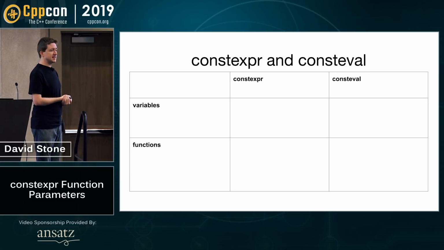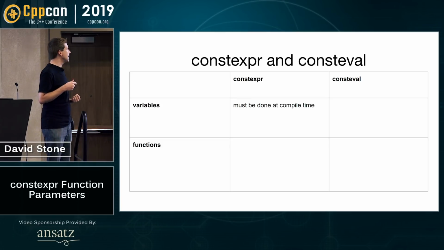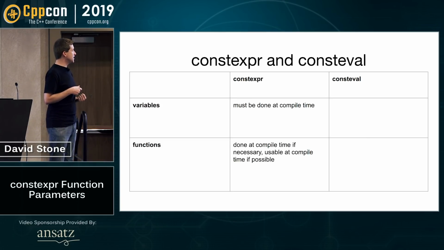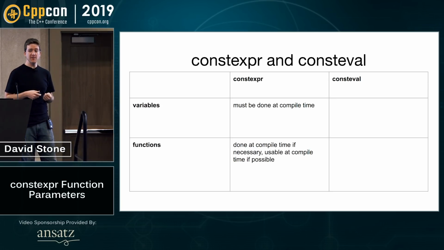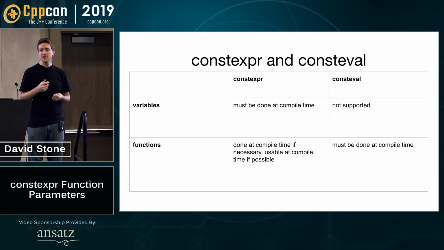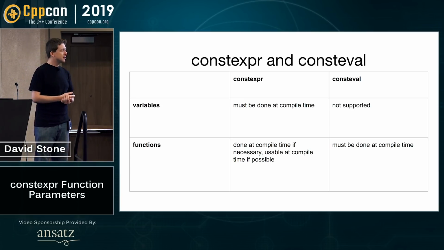So let's look at what constexpr and consteval mean today. Constexpr on a variable means must be done at compile time. Constexpr on a function means done at compile time if necessary, usable at compile time if possible. But consteval on a variable, not allowed. Consteval on a function means must be done at compile time. Now, I noticed an asymmetry in this table.